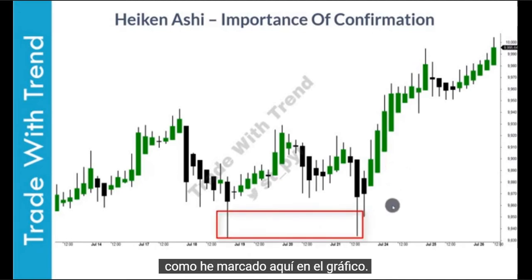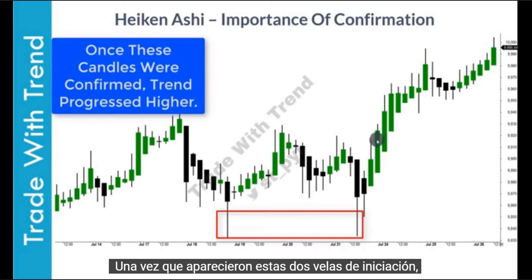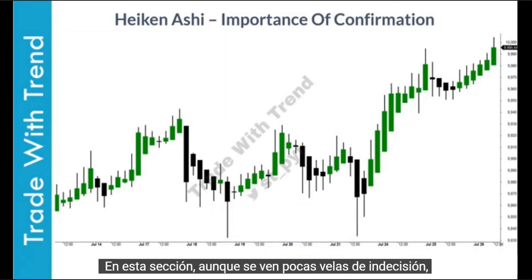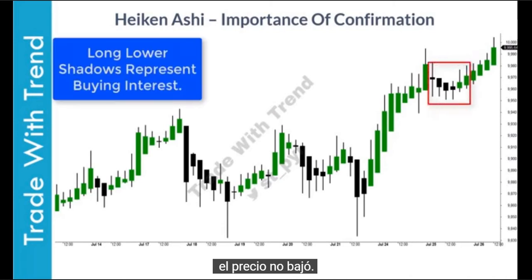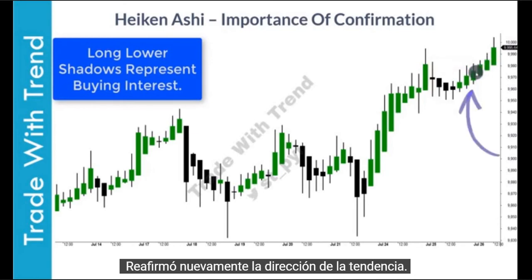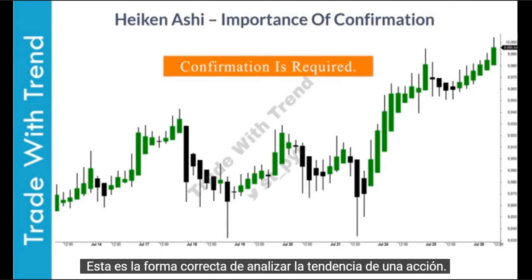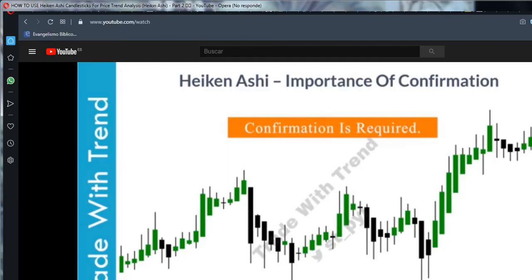on the chart. Now, once these two initiation candles showed up, look at how consistently continuation candles reaffirmed the direction of trend. Now in this section, while few indecision candles are visible, price did not move lower. Emergence of continuation candles again reaffirmed the direction of trend. Always remember that initiation candles have to be confirmed by continuation candles. This is the right way to analyze a stock's trend.